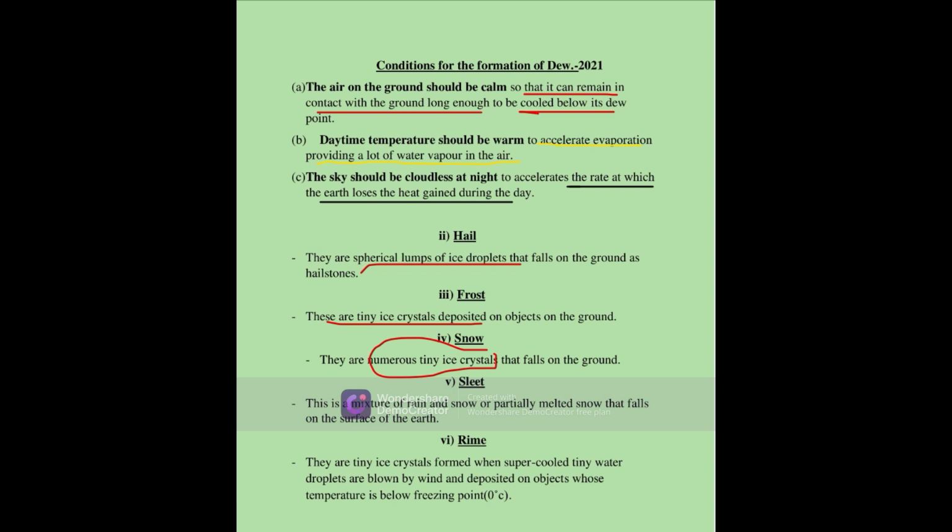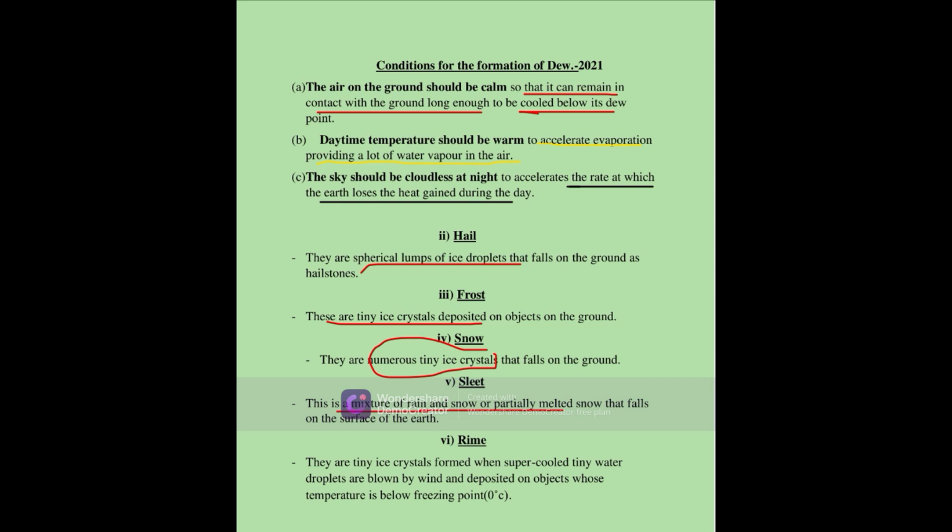Sleet is a mixture of rain and snow, or partially melted snow that falls on the earth's surface. So it is a combination of rain and snow, which eventually fall on the earth's surface.